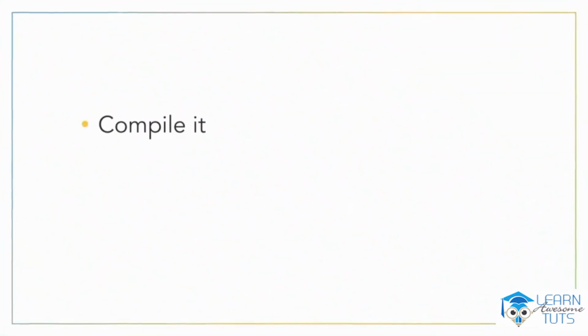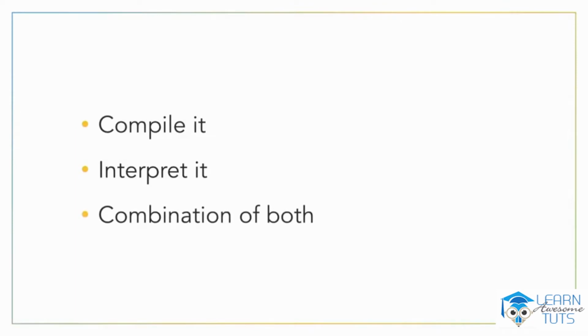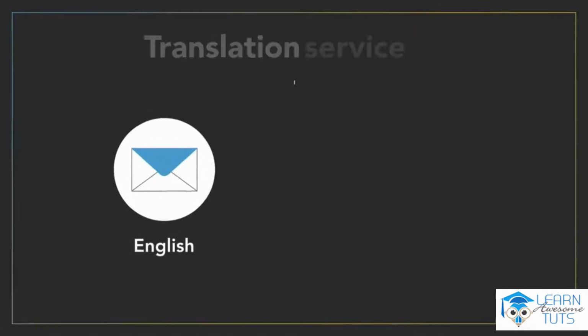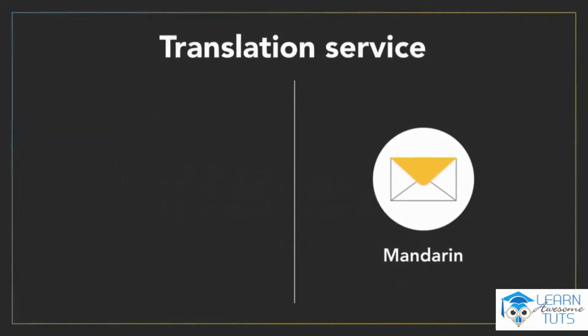There are three main ways to translate source code into machine code: compile it, interpret it, or a combination of both. Compile, interpret. Let me give you a real-world example. Say you need to write a letter to someone who speaks Mandarin but doesn't speak English. What would you do? You could first write it in English, then use a translation service to convert your letter into Mandarin and mail it. The other person would never see your original letter, only the one that was in Mandarin.